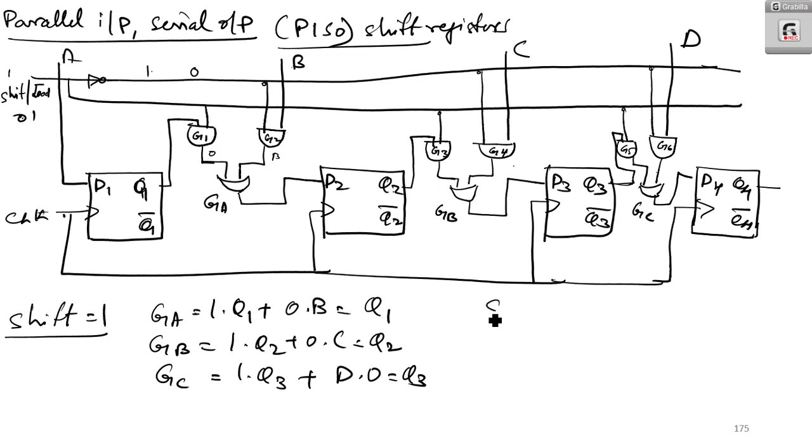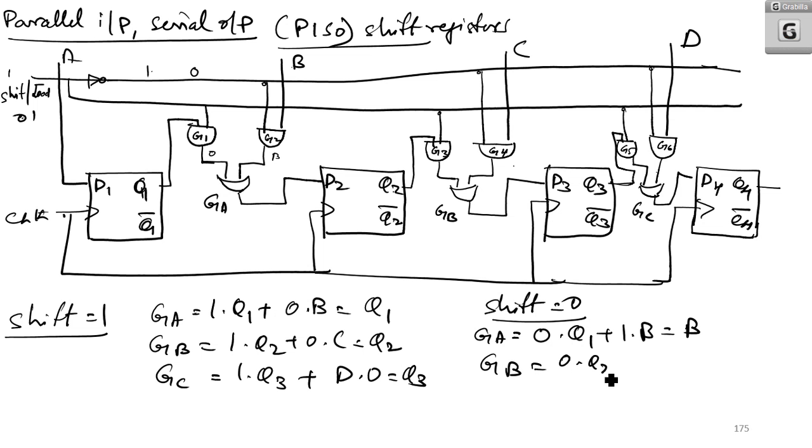Whereas when shift is equal to 0, what is the output of gate A? You can write it as 0.Q1 or 1.B. So B will go in as input. What is the output of gate B? You will get 0.Q2 or 1.C, which is C. What is the output of gate C? You will get 0.Q3 or 1.D, which is D.